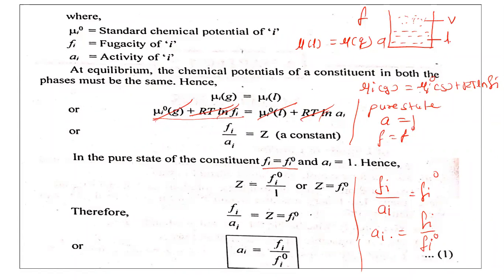Fugacity for the gas phase, remember this. Activity is the ratio of the fugacity in the normal state divided by the fugacity in the pure state. So this is equation 1. In this way we find the derivation of the activity. Activity is the ratio of the two, Fi upon Fi0.